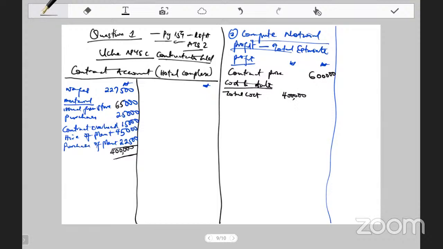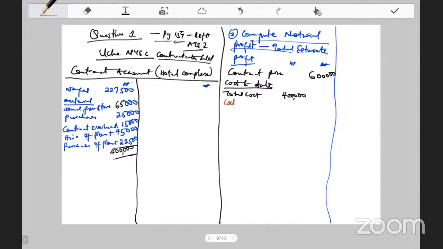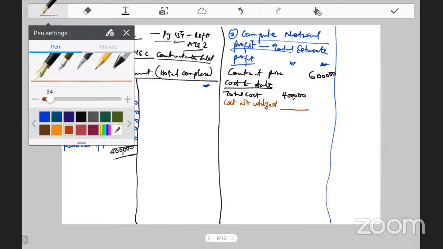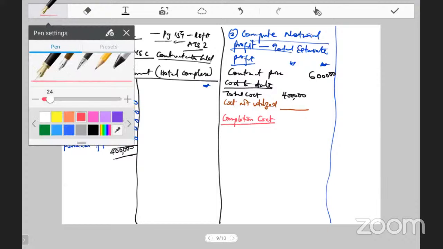Now, do we have any cost during the period that we have not utilized? Cost not utilized, we don't know that yet. When we get there, we'll get that amount. But we have been told that there are some costs that we now need to complete the contract. So we refer to those as completion costs, which are given to us in the question. So can you list them out for me?